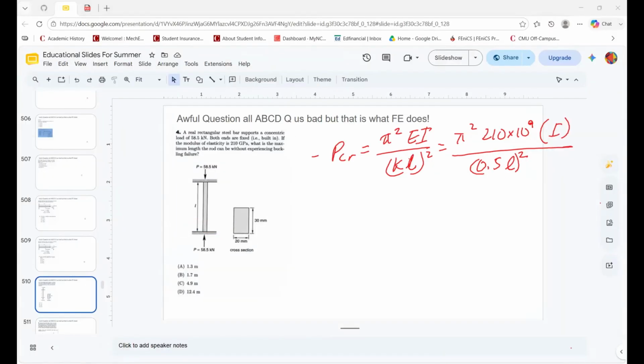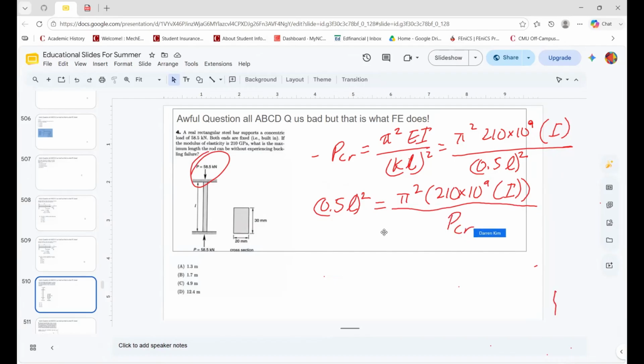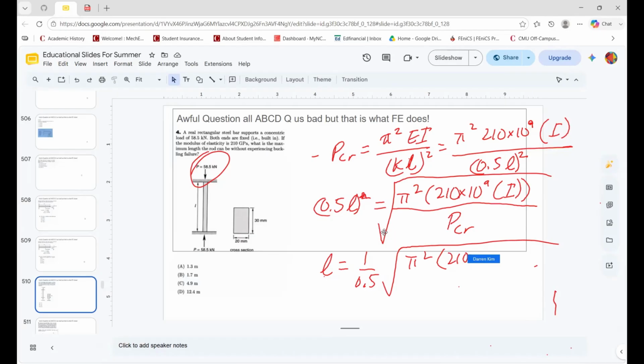The bending moment I already split. We start from here, basically. We have the equations over here. We know that P critical is equal to this number over here. So with that said, we can just see what the length is for it to be critical, and we're done. So first of all, (0.5 L) squared equals pi squared times 210 times 10 to the 9 times I. Why I'm keeping I like that is I is literally a pain to calculate every time, because it's in millimeters and you have to change it to meters and continuously change it back. Then you take the square root, and L equals 1 divided by 0.5 times the square root of pi squared times 210 multiplied by 10 to the 9.